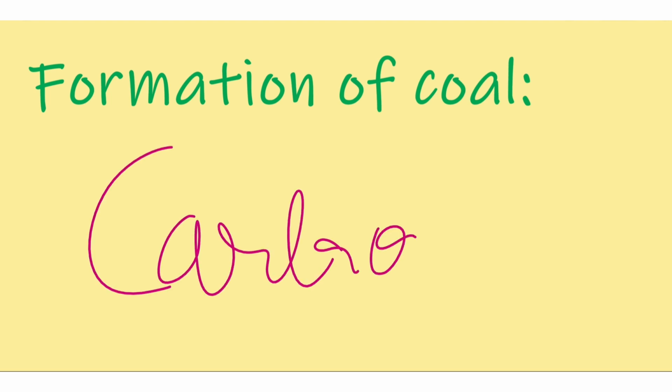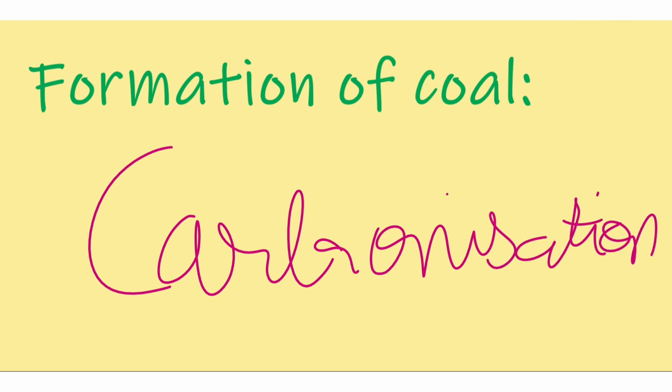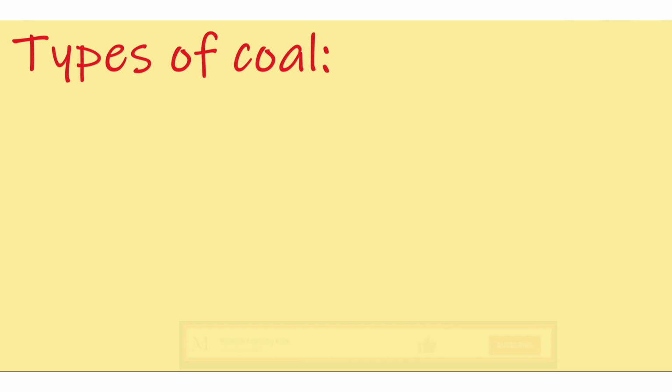It takes a long period of time for changing of those dead plants and animals with great heat and pressure into this solid material. It takes millions and billions of years. So the process of conversion of dead plant materials into coal is called carbonization. What is it called? Carbonization. Yes. So now let's see types of coal.